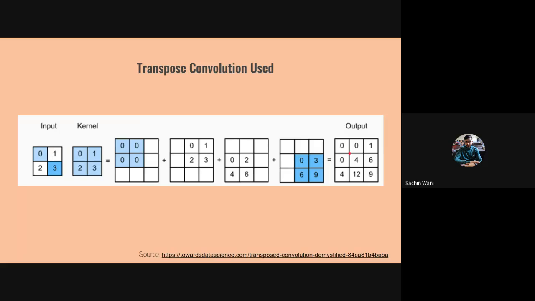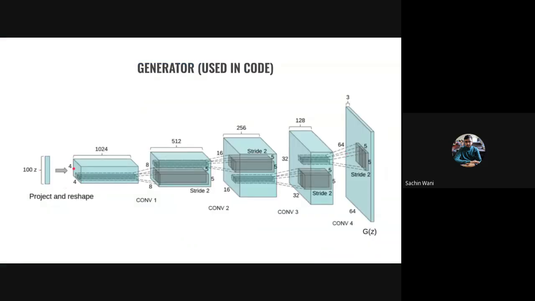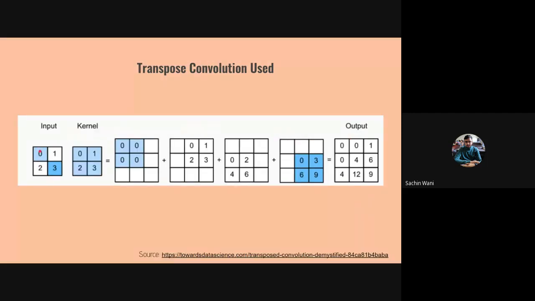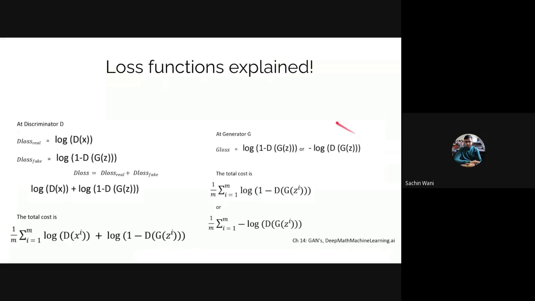And that's how we saw that the sizes, 4 cross 4 or 8 cross 8, are basically increasing. So our input image or our input noise is converted into a high dimensional output. And this is the main part of the GANs.